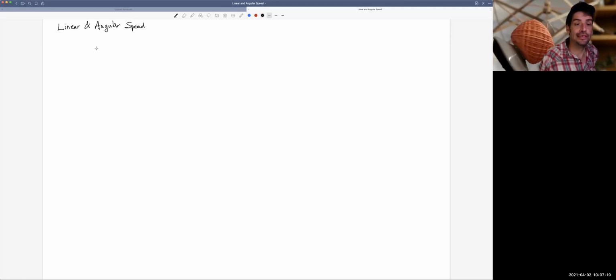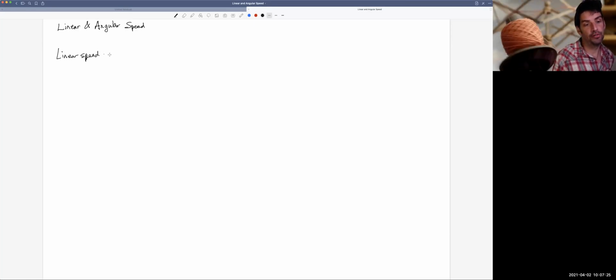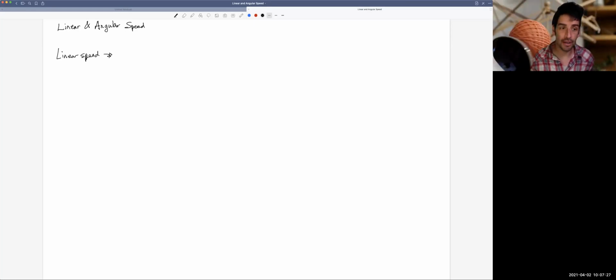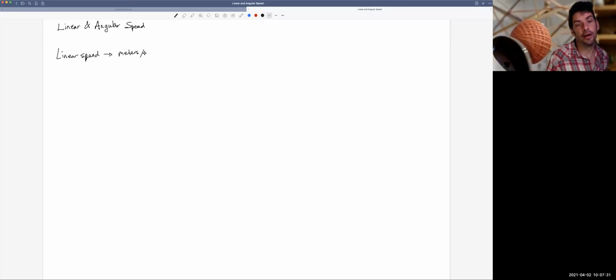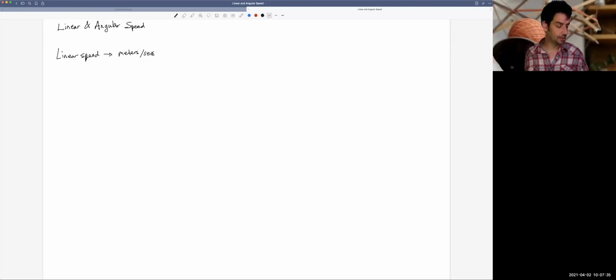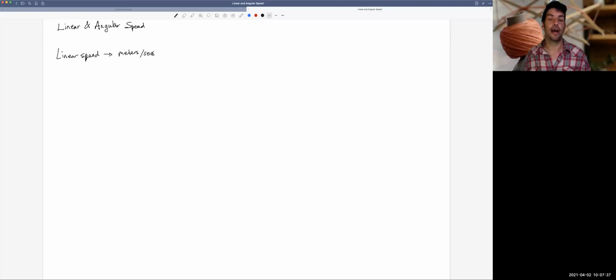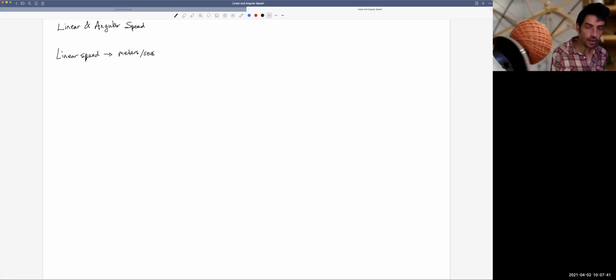So linear speed is something we are all pretty familiar with, right? This is stuff like miles per hour or meters per second. What are we measuring when we measure linear speed? It's how much your position changes. I was here and now I'm over here, right?